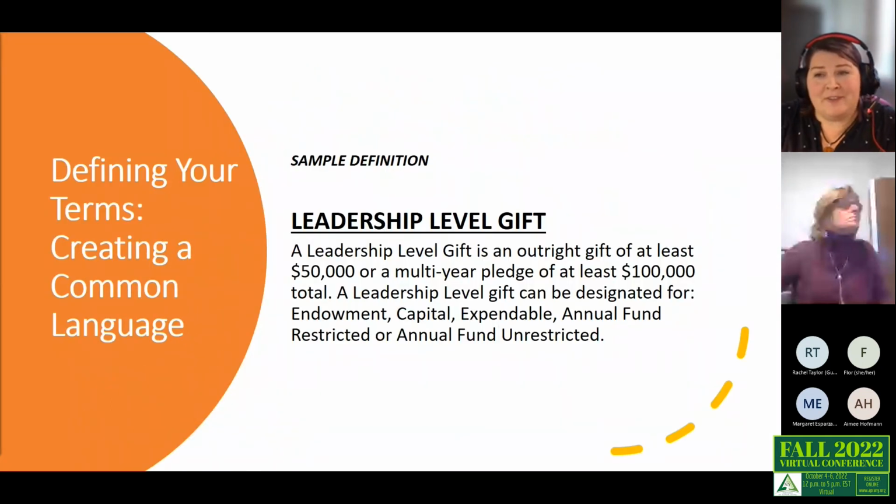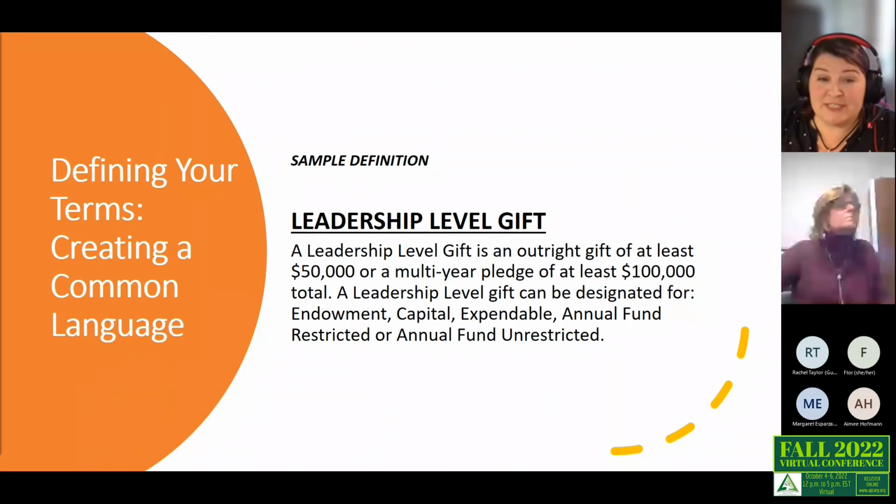And when I say define everything, no matter how obvious it is, I mean define everything. So this is the actual definition after I asked all those gift officers and their supervisor what a major gift was. They call it leadership level there. But this is the definition we came up with finally.